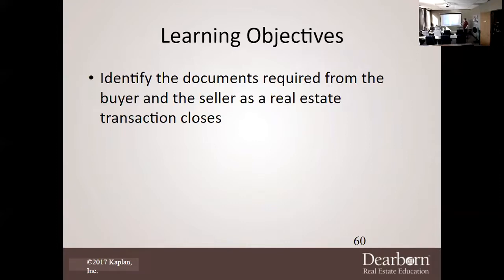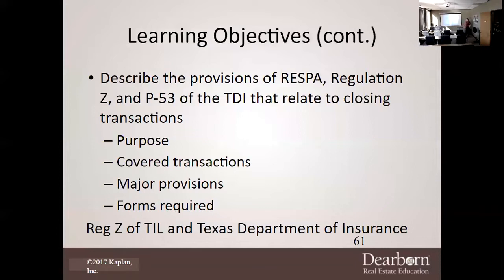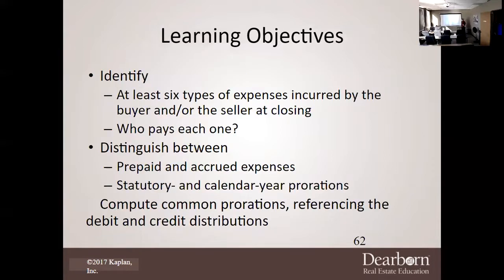Learning objectives. We're going to identify the documents required from the buyer and the seller as a real estate transaction closes. We're also going to describe the provisions of RESPA, Regulation Z, and P53 of the TDI that relate to closing transactions. So we're going to talk about the purpose, the covered transactions, the major provisions, forms required. We're also going to talk about Regulation Z of the Truth in Lending and the Texas Department of Insurance.